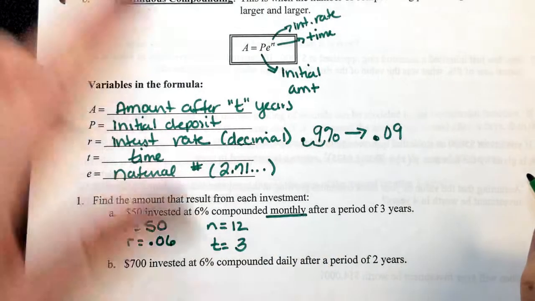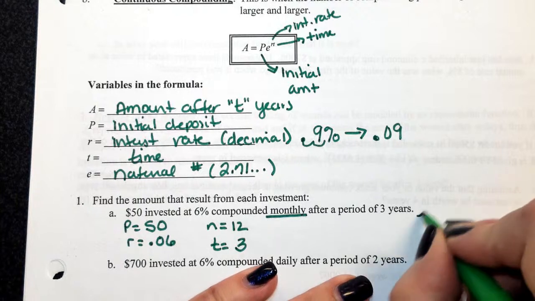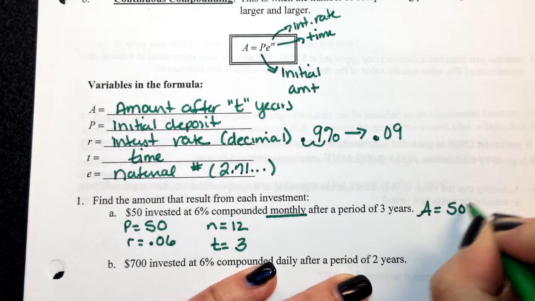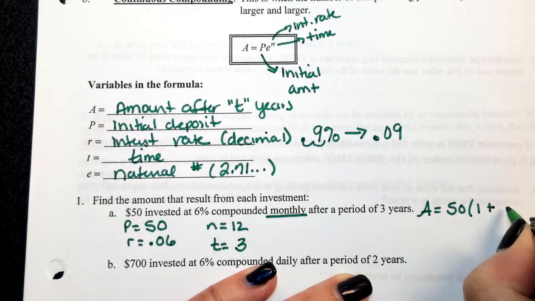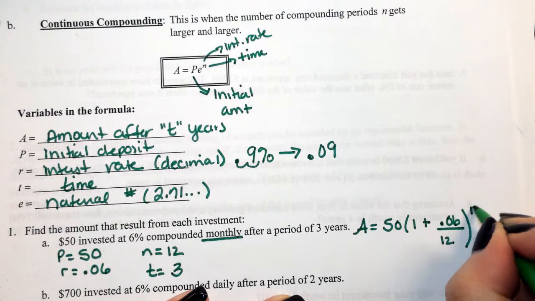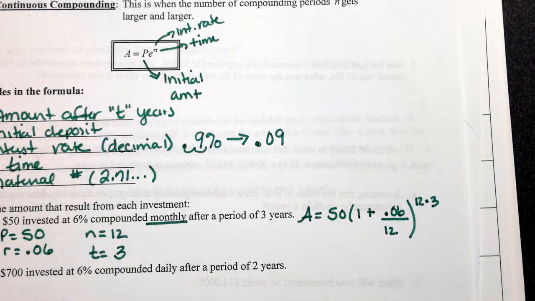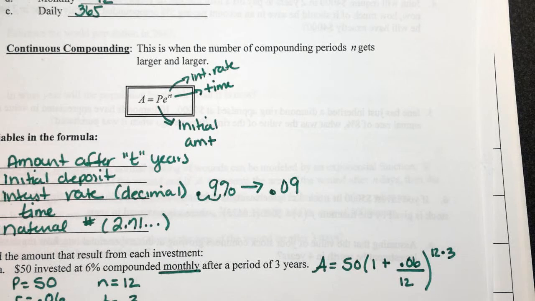So then I have to use my first formula, because the only time you use PERT is when they say it's continuously compounding. So again, my A is going to be equal to 50 times 1 plus my interest rate of 0.06 divided by 12, raised to the 12 times 3 power. Since we're dealing with money, how many decimal places should I round? 2. So we always round it to the nearest cent.